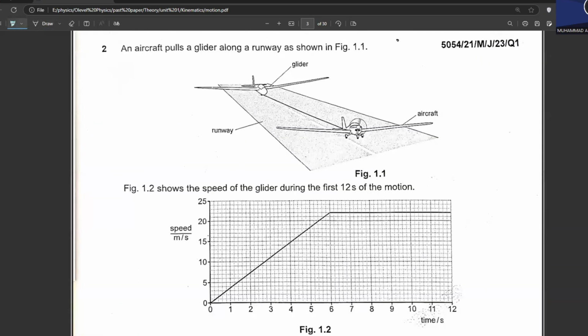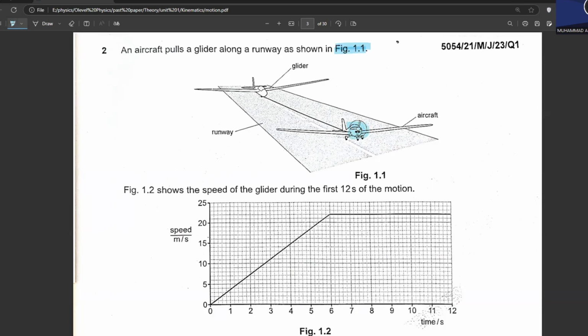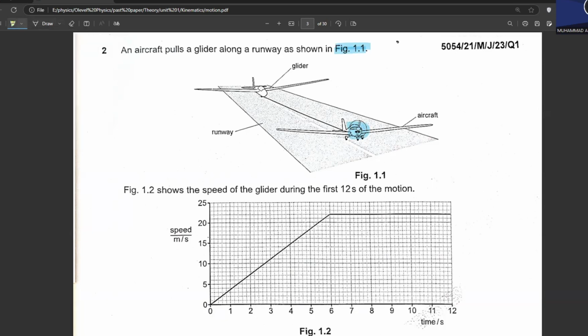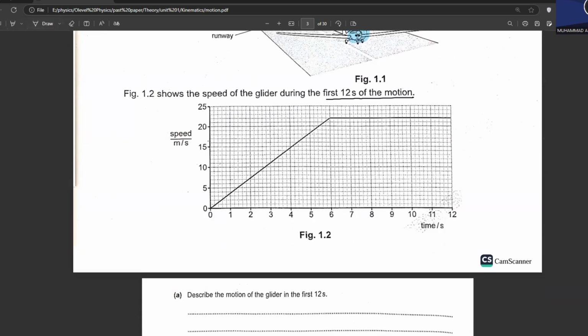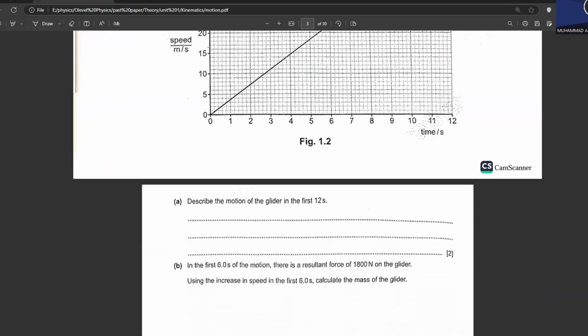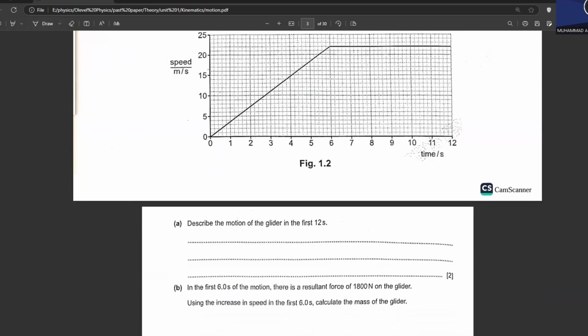An aircraft pulls a glider along a runway as shown in figure 1.1. As you can see, this aircraft is pulling this glider at the back, which I am highlighting in yellow. Figure 1.2 shows the speed of the glider during the first 12 seconds of the motion. This is the speed-time graph. Describe the motion of the glider in the first 12 seconds.